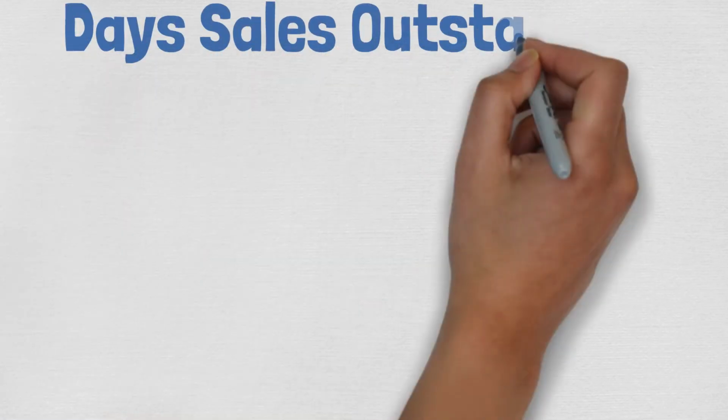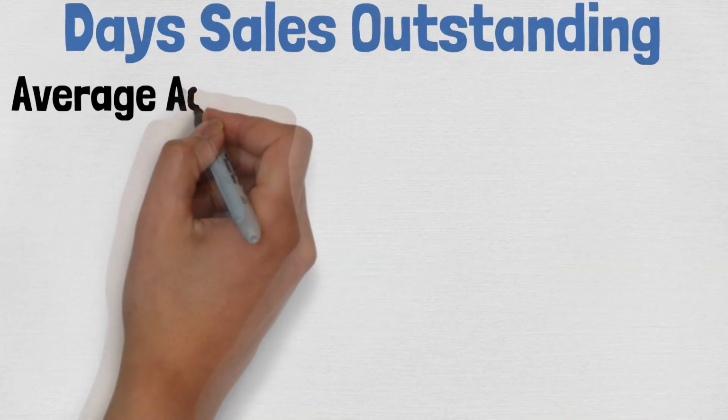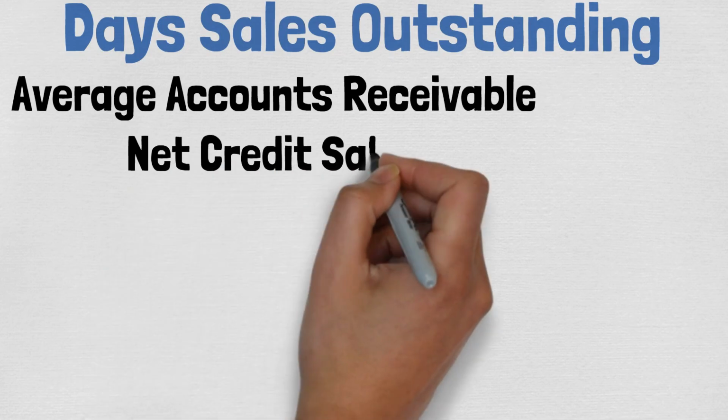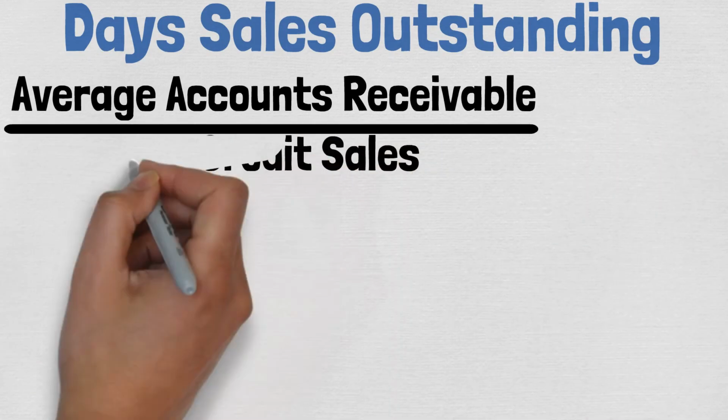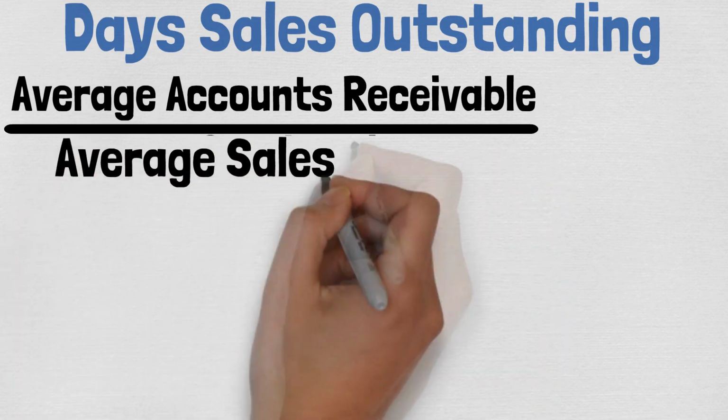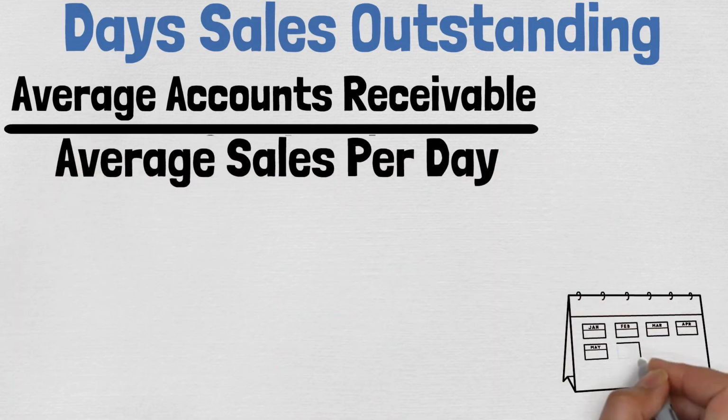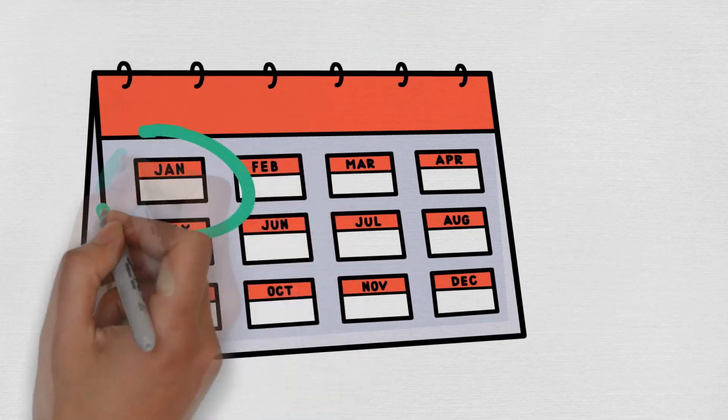The days sales outstanding can be calculated by dividing the average accounts receivable by the net credit sales and multiplying the result by 365, or by dividing the average accounts receivable by the average sales per day. Again, use the starting and ending values to calculate the average.